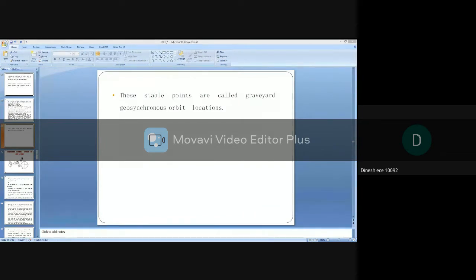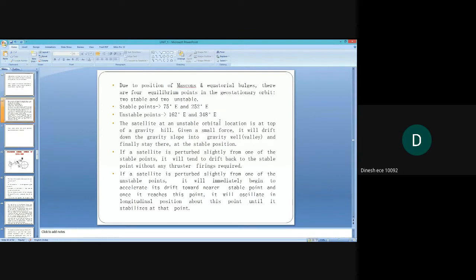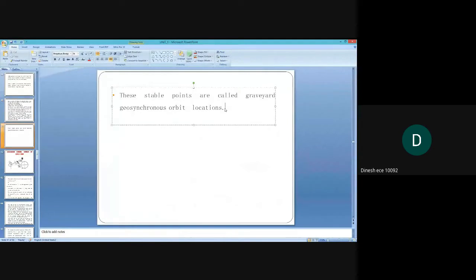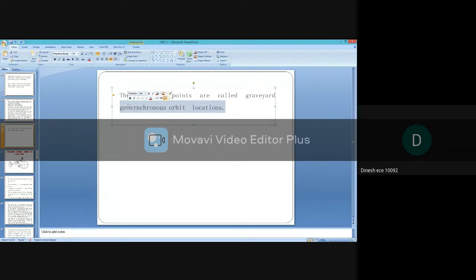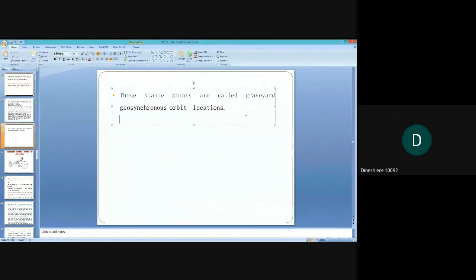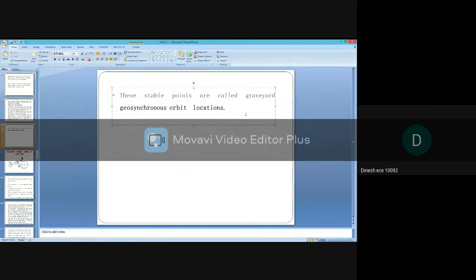The stable points that occur due to these perturbations are called the graveyard geosynchronous orbit locations, or simply geosynchronous orbit locations. Whenever we place a satellite in space, it should be at a stable point. If it reaches that point, then that location is called a geosynchronous orbit location.